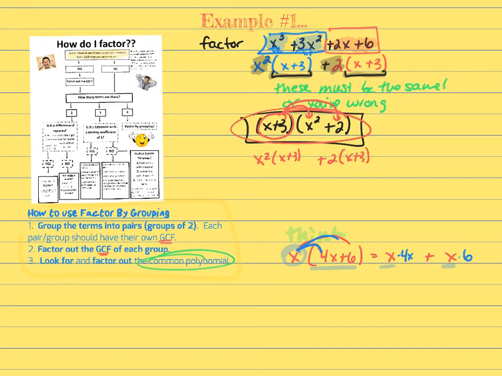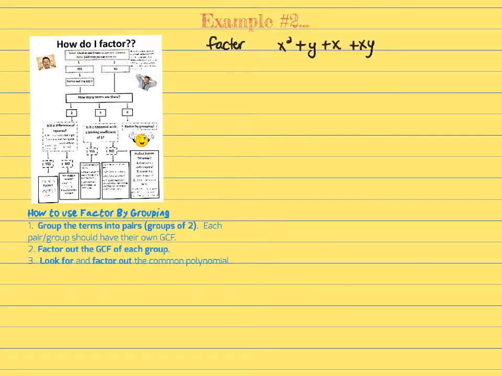So this would be our final answer. Let's go see another example right away, just so we can get a little better feeling of this. So example number 2 is we need to factor this. And whenever we're factoring, we should always use our flowchart.